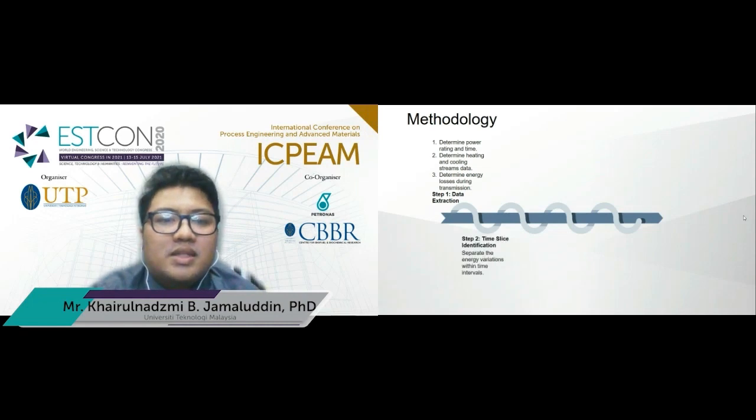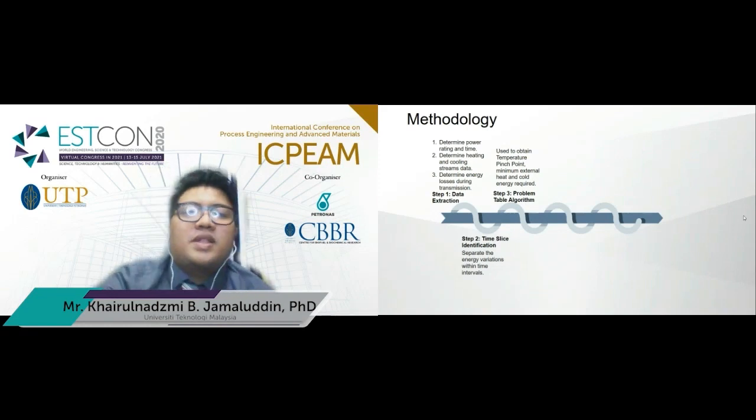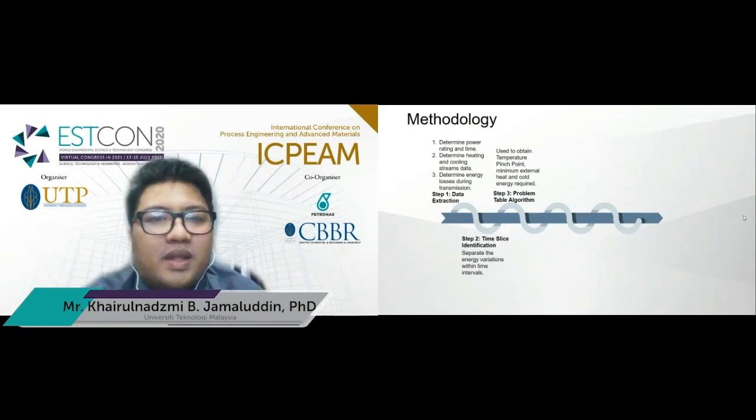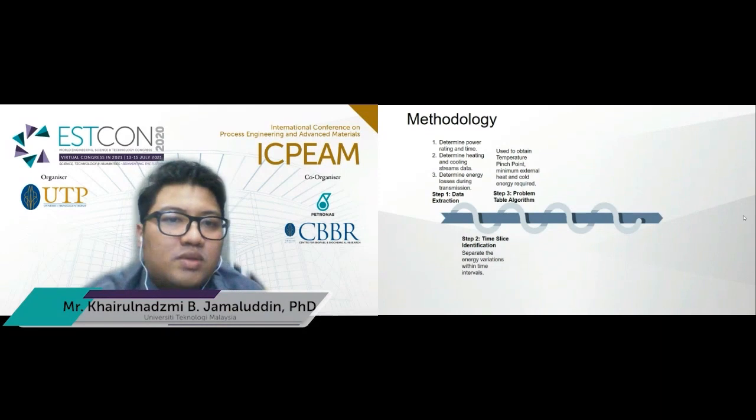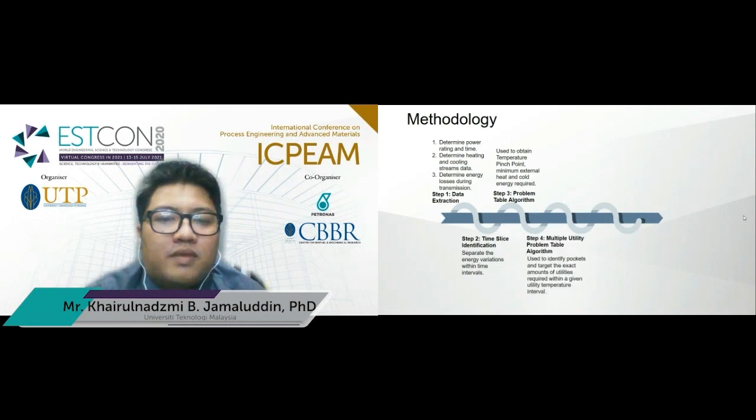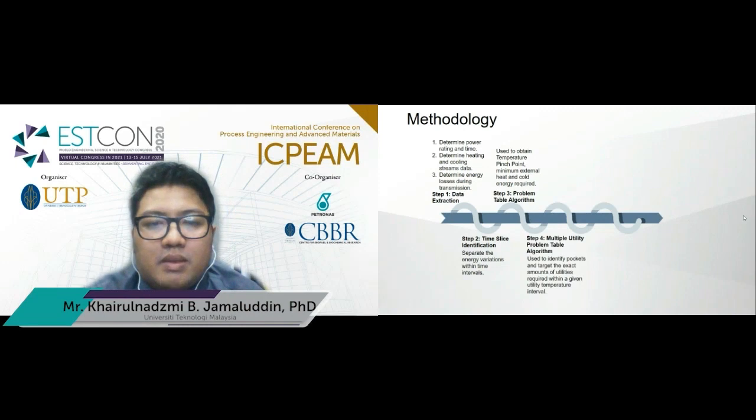The second step is the time slice identification. Time slice is actually being used to separate the energy variation within time interval. And the third step is the use of PTA, problem table algorithm. So PTA is used to obtain the temperature pinch point and also to obtain the minimum external heat and also cold energy required. And the fourth step is the multiple utility problem table algorithm.